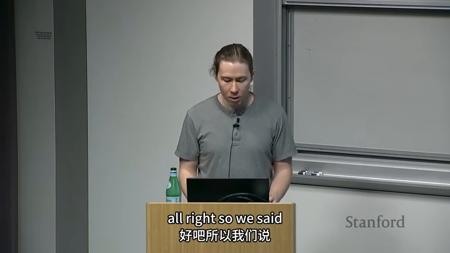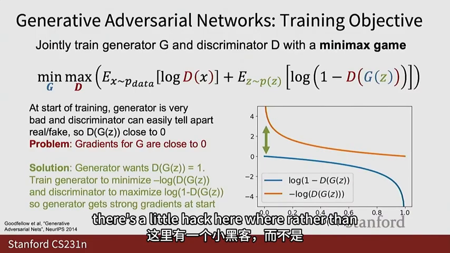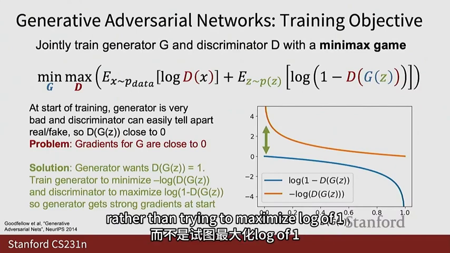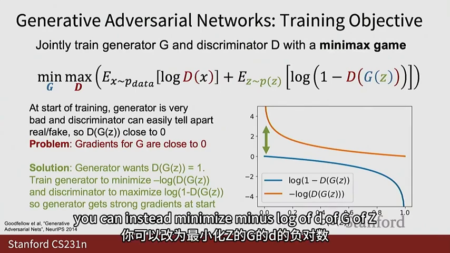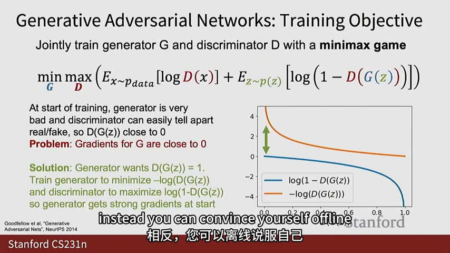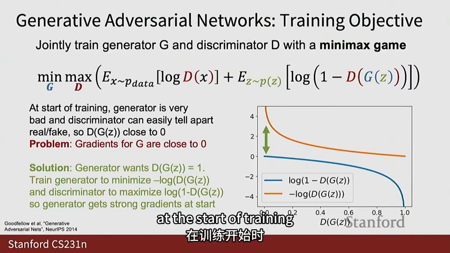All right. So we said there's this problem that the generator gets low gradients over the course of training. There's a little hack here where, rather than trying to maximize log of 1 minus D of G of z, you can instead minimize minus log of D of G of z. You can convince yourself offline that those are roughly equivalent, but the TLDR is that it gives you a better curve for the generator to get better gradients at the start of training.